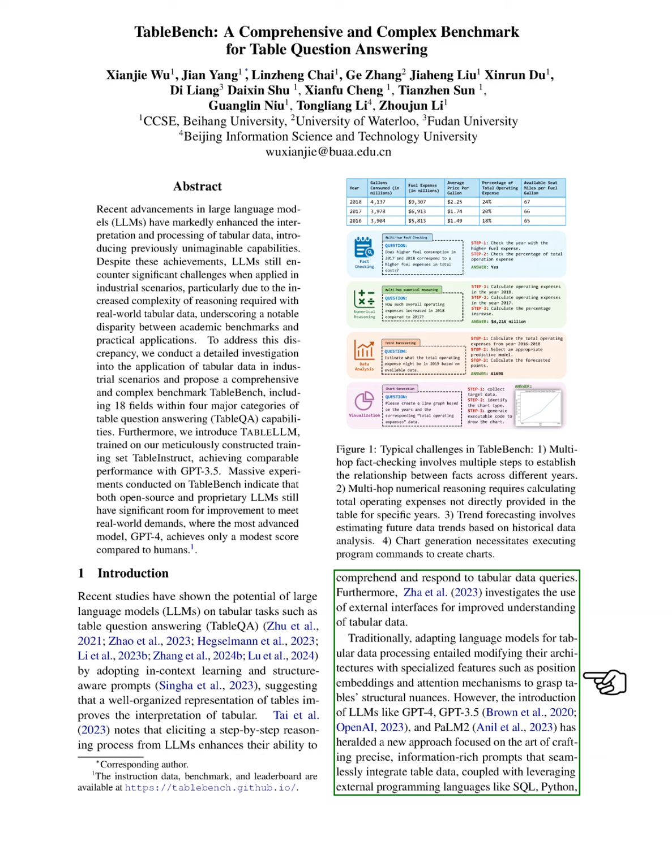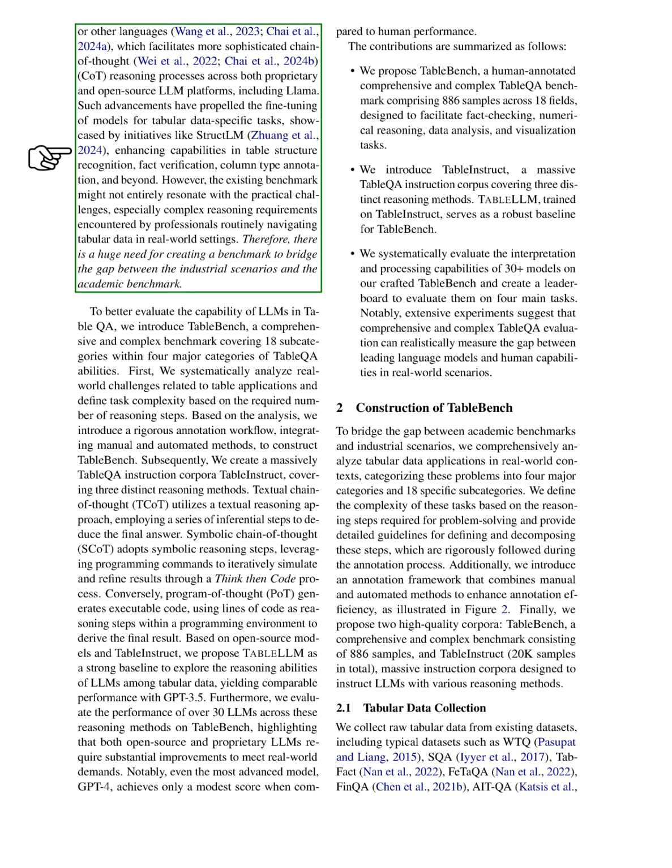Traditionally, adapting language models for tabular data required changes to their architecture, including special features to understand the structure of tables. However, with the emergence of models like GPT-4, GPT 3.5, and PaLM 2, a new strategy has developed that focuses on creating precise prompts that incorporate table data and utilizes programming languages like SQL and Python. This approach supports more advanced reasoning processes across various LLM platforms, including open-source options like Llama.